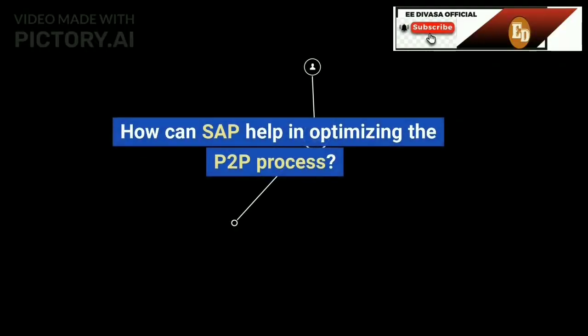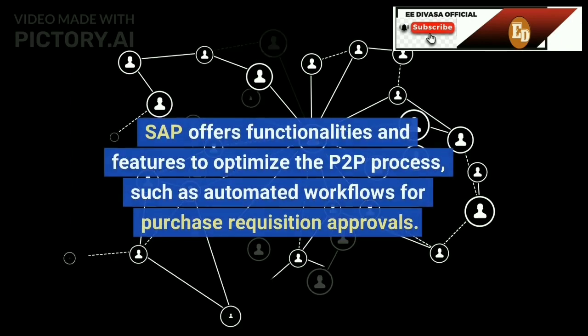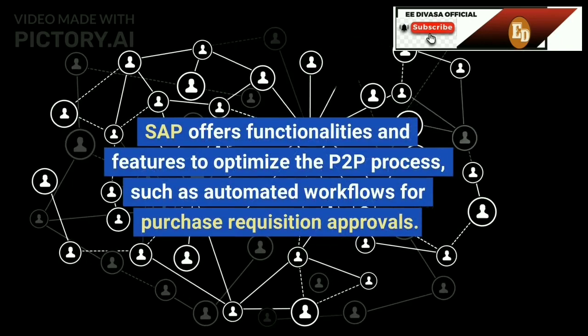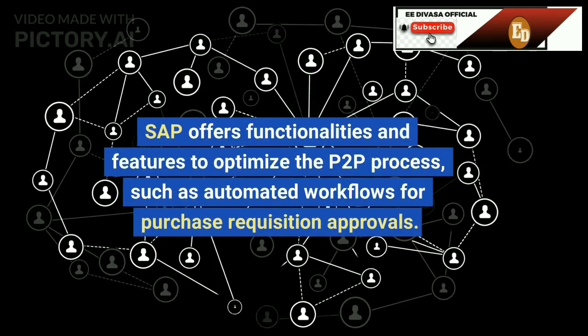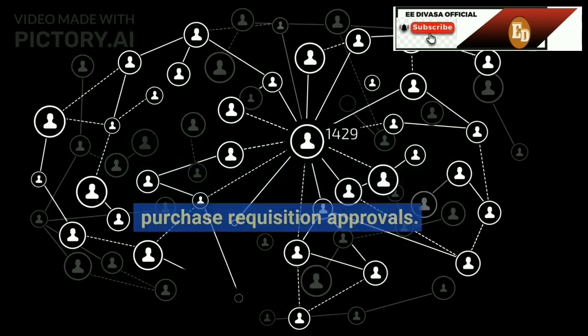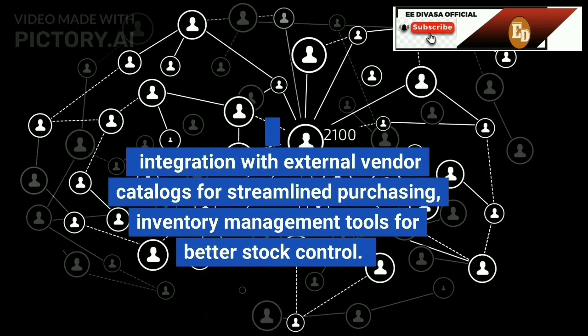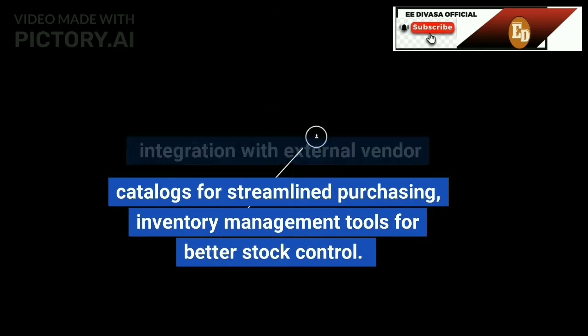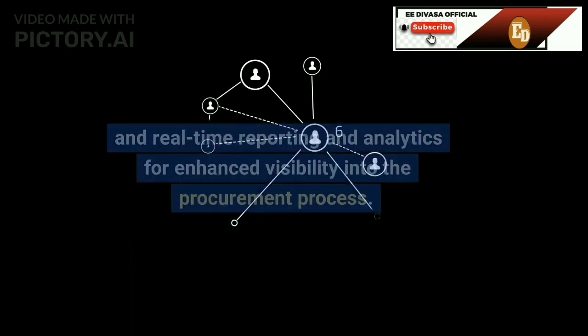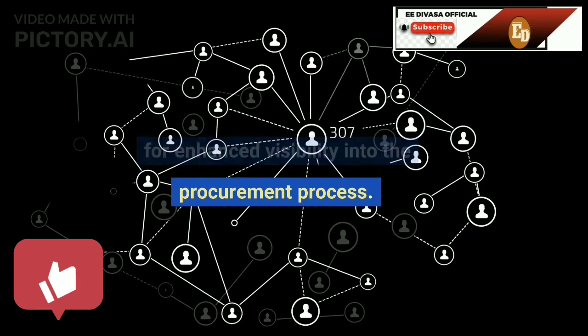How can SAP help in optimizing the P2P process? SAP offers functionalities and features to optimize the P2P process, such as automated workflows for purchase requisition approvals, integration with external vendor catalogs for streamlined purchasing, inventory management tools for better stock control, and real-time reporting and analytics for enhanced visibility into the procurement process.